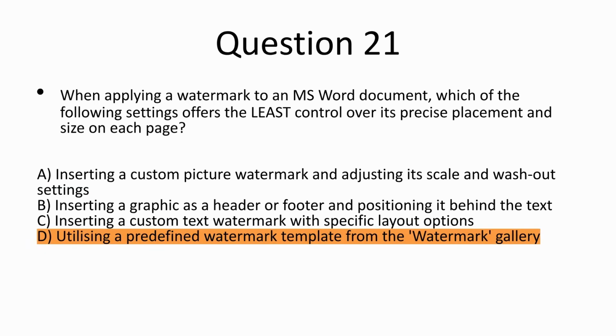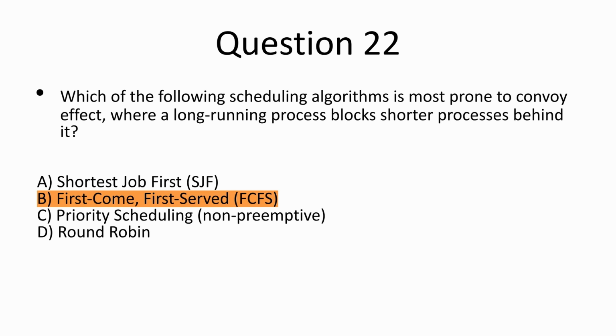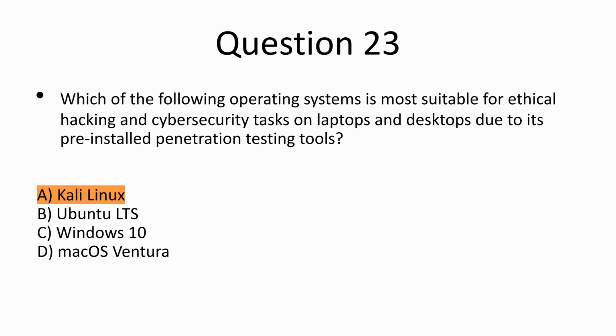Question 21. Which setting offers the least control over the precise placement and size of a watermark in MS Word? D. Utilizing a predefined watermark template from the gallery. Question 22. Which scheduling algorithm is most prone to the convoy effect? The answer is B. First come, first served. FCFS.